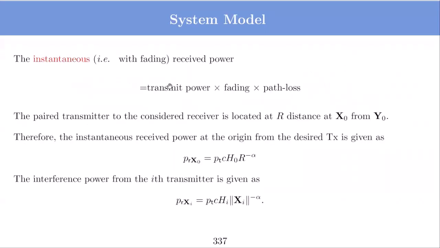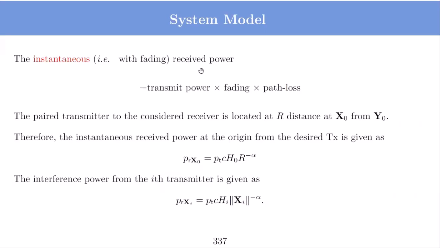And in that case, the instantaneous, right? So when I include fading into receive power, I call it instantaneous because this will keep on changing. So the instantaneous receive power would be transmit power times fading times path loss. Okay, and if I average it out, then it will be transmit power times path loss times expectation of fading. And if I take fading to be mean one, then this will be just transmit power times path loss. So I get the original receive power, which I was discussing in the previous case, the one without fading.